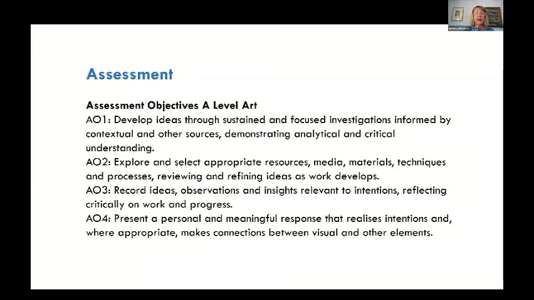And the fourth one is presenting a personal and meaningful response that realizes intentions and, where appropriate, makes connections between visual and other elements. So this one is basically a final piece or final pieces. Say you were doing a project on, I'm trying to think of something, portraiture. You would research some portrait artists, experiment perhaps with how you would do it, do some really lovely observational work, and then present a portrait or series of portraits in whatever form it is, and it should show a connection to the artist you've been looking at. It shouldn't be a copy. It's got to be your own work, but it's got to show a kind of connection.